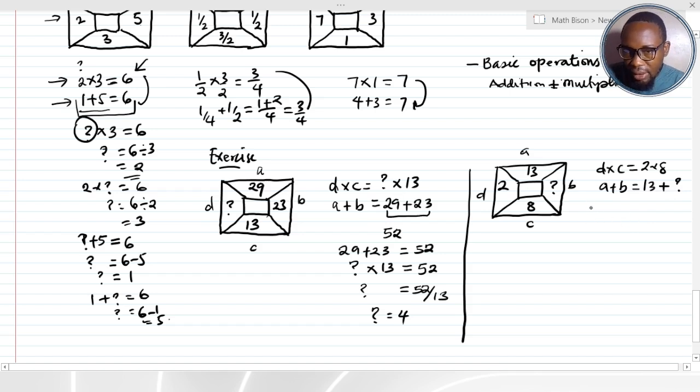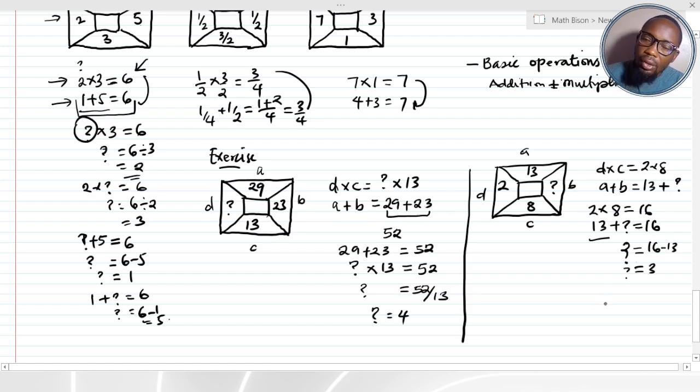But if we write, we see that 2 times 8 gives us 16. It means that 13 plus this number must also give us 16. So by reverse engineering, if we have 13 plus a number to get 16, that number will come out the moment we do 16 minus 13. This is going to be 3. So 13 plus 3 gives us 16. So that number that is missing here is 3.